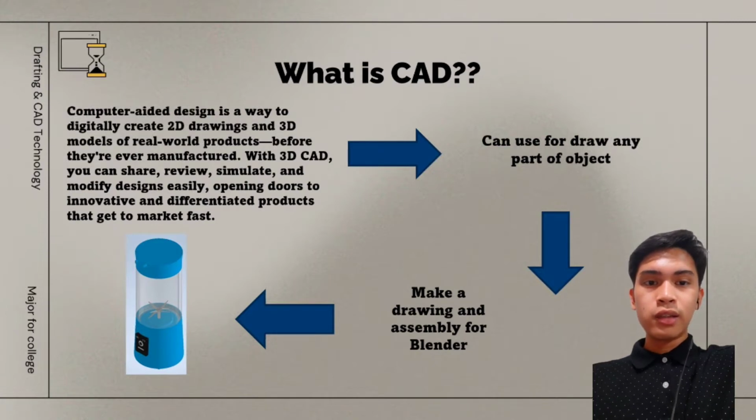So what is CAD? CAD is computer-aided design. It's a way to digitally create 2D drawings and 3D models of your whole product before they are ever manufactured. With 3D CAD, you can share, review, simulate, and modify designs easily, opening doors to innovate and differentiate products to get to the market fast. And with CAD, we can also draw any part of an object, and make a drawing and assembly. Our given task is to make a blender, so we have to do a drawing and assembly for the blender.